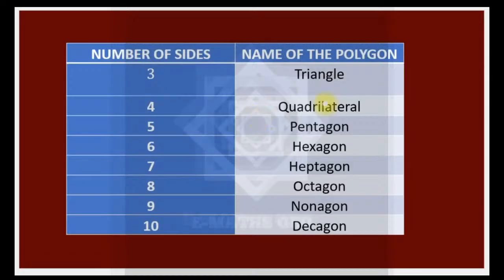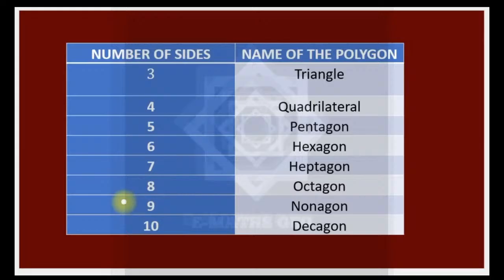4-sided is called a quadrilateral. 5-sided is called a pentagon. 6-sided polygon is called a hexagon. 7, heptagon. 8, octagon. 9, nonagon. 10, decagon. We still have others, but for this lesson, we are going to learn only 10. But most questions will revolve around these 10. So we are done with that.